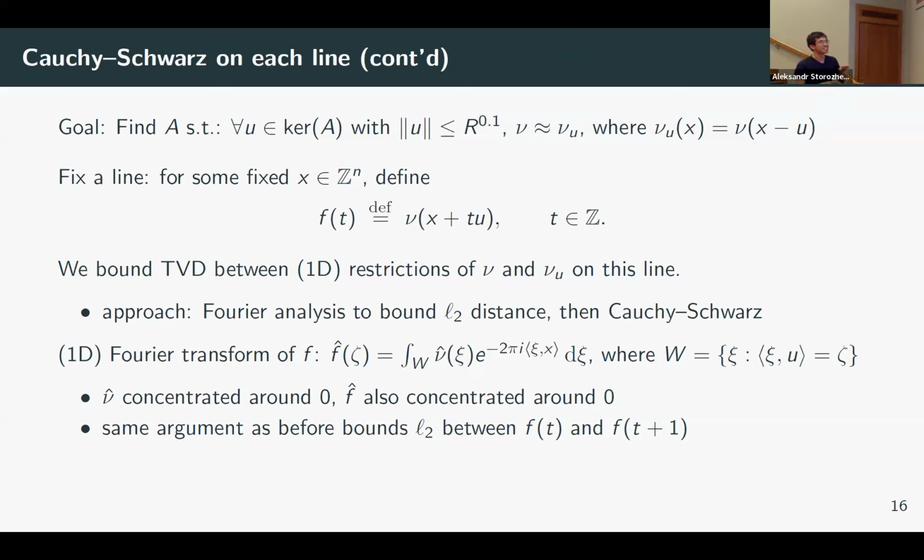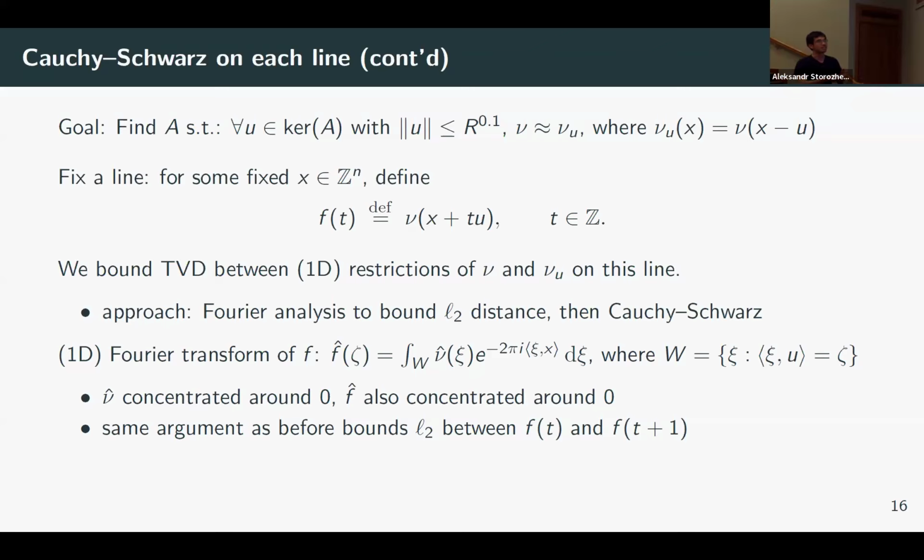The important thing is, first, if we would like to compute one Fourier coefficient, a value of the Fourier transform, it is an integral over a hyperplane that is orthogonal to the shift direction u. So this is a hyperplane orthogonal to u. And the second important point is that this hyperplane basically maps 0 to 0. We know that the original Fourier transform of this distribution mu is very concentrated around 0.